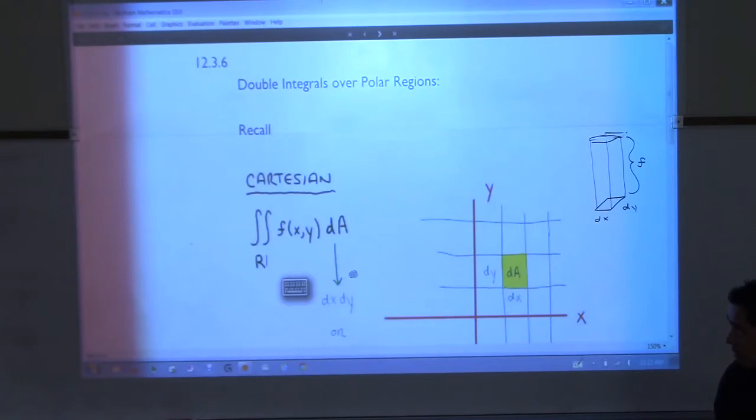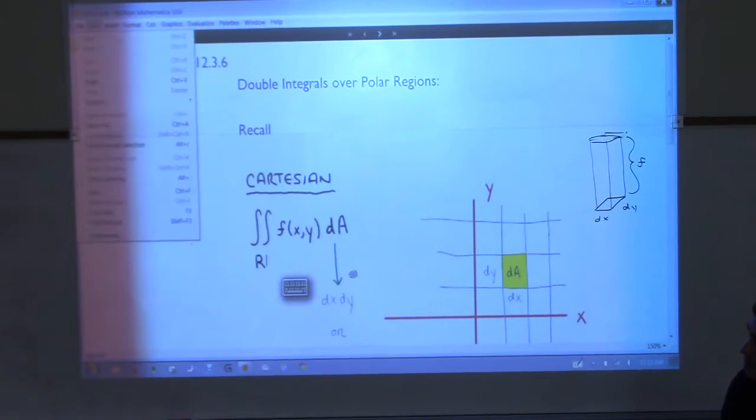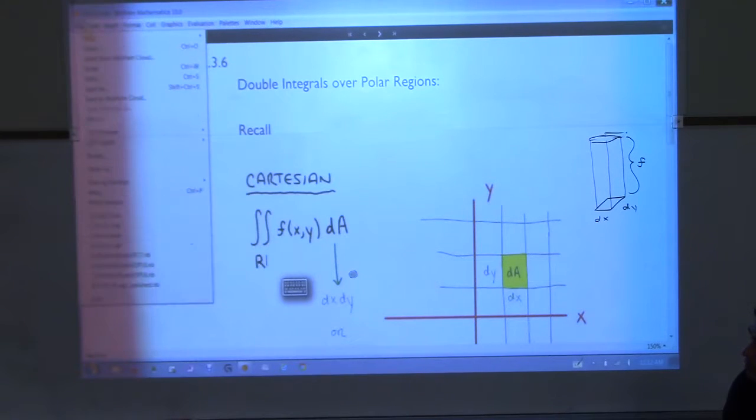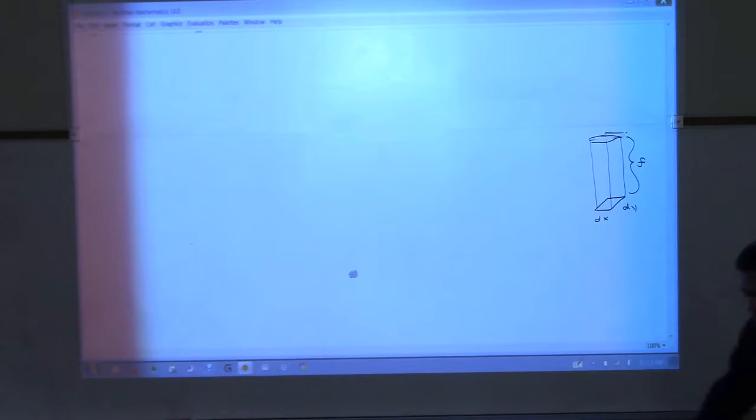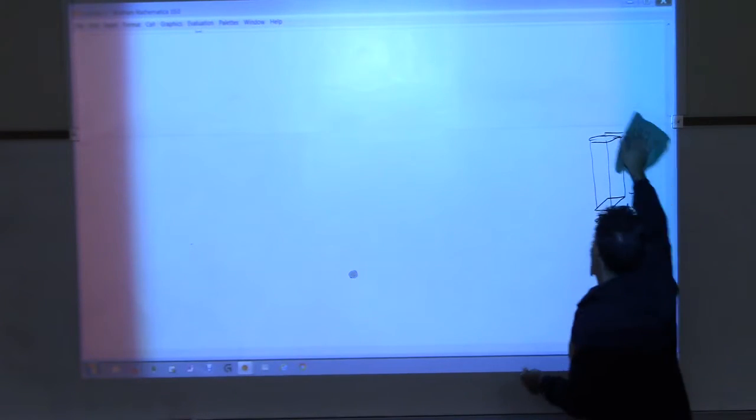And you know what? Before I do that, let me do something else. Let me just remind you of something. I just want a clear screen. That's all I want. Okay, so let me remind you of something.